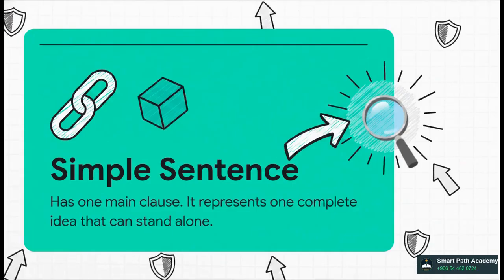Let's start by unpacking the very first tool in our detective kit, the simple sentence. Now, don't let the word simple fool you into thinking it's not important. A simple sentence has exactly one main clause. The absolute key here is that it represents one complete idea that can stand entirely on its own. It doesn't need any extra information or any other clauses to make perfect sense. It's strong, it's independent, and it's perfectly clear.